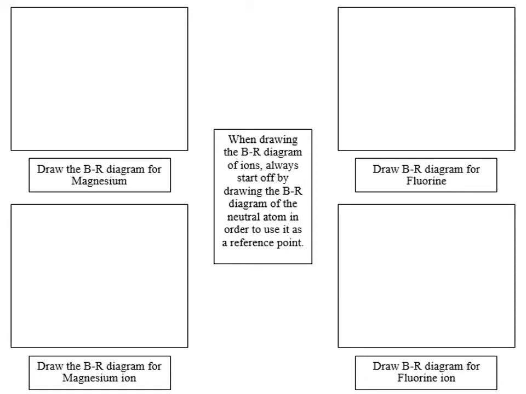So we're going to do a few practice problems together. We're going to try to draw ions for magnesium and for fluorine. So we're going to start off with the fluorine ion. If you look in your periodic table, you'll notice that fluorine looks something like this. So it's an atomic number of 9.